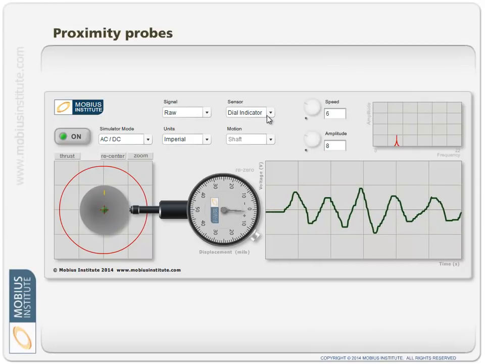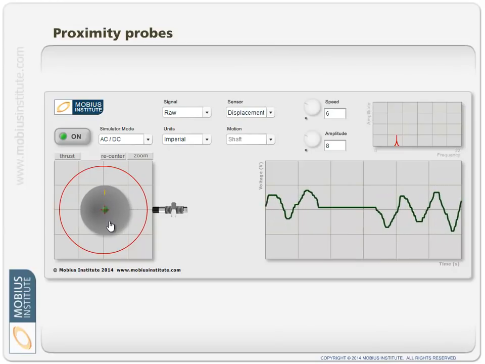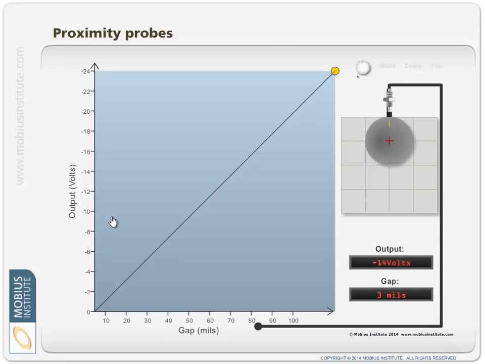Now, I can replace that with a proximity probe, and it's doing the same sort of thing. It's giving us the gap between the probe and the surface of the shaft at any time. So let's have a look at that proximity probe in just a bit more detail. So here we have it again.